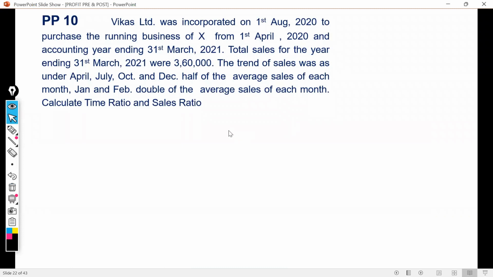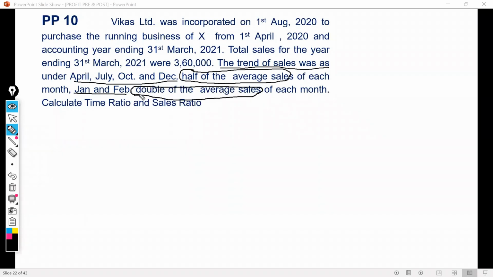Next, this is the next standard level problem. Total sales of the year ending 31st March 3,60,000. And in this problem, the trend of the sales was given. April, July, October and December, half of the average sales, and January and February, double of the average. Calculate time and sales ratio.